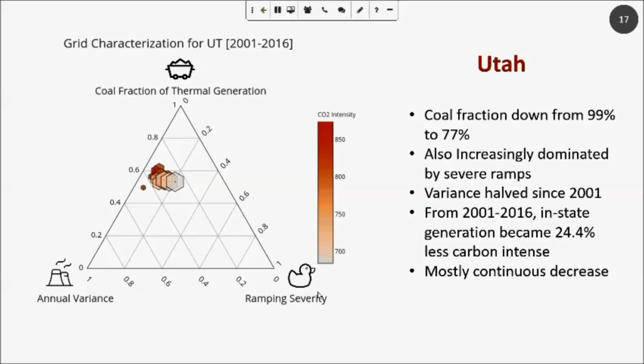So again, digging into the numbers a little bit more, coal fraction in Utah in 2001 was nearly 100%, and it's decreased since then to about 77%. Utah has been increasingly dominated by severe ramps, just like Arizona. Just like Arizona as well, the variance has been cut in half since 2001, and over that same time range, the carbon intensity actually dropped by almost 25% in a mostly continuous decrease.